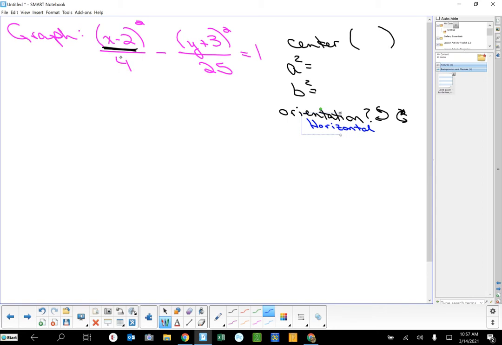The a squared also always comes first. So this is the a squared, this is the b squared. So we know a squared is 4, and because it's under x, it's going to go left and right. If a squared is 4, then a is 2. B squared is 25. It's under the y, so it's going to go up and down. And if b squared is 25, then b is 5. And our center is going to be positive 2, negative 3. Okay? Here's where your graph paper is going to come into play.